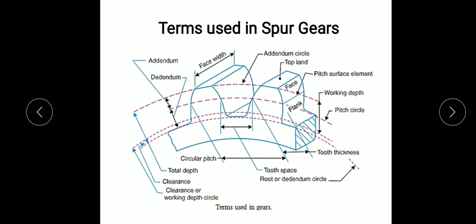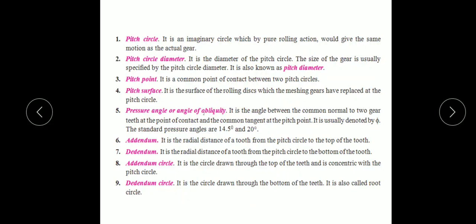Please read all the things, and top land, where these all things are coming should be memorized, because these are important terms and we are using them for upcoming problems. So study of these terms is very important in mechanics of machinery. We can see some terms. The first one is pitch circle.